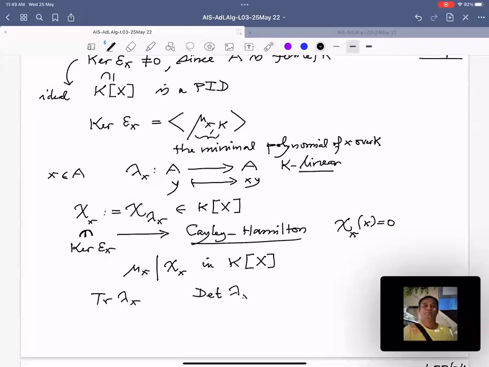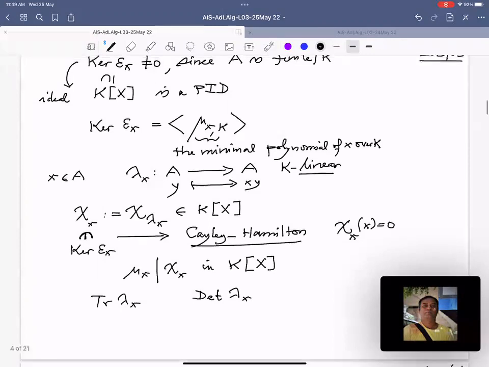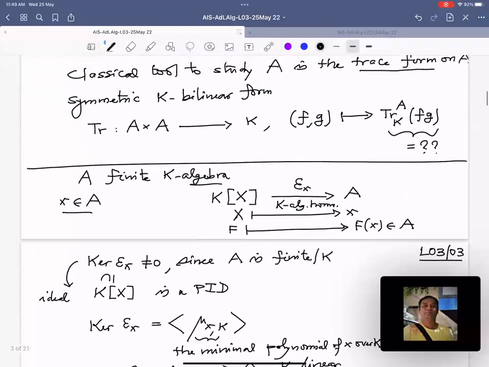All these invariants which we studied in linear algebra are readily available. So now, what is the trace form? Here, f and g are two elements in K, and the trace of fg means you take the multiplication by f times g map, and that linear map, the trace of the linear map.